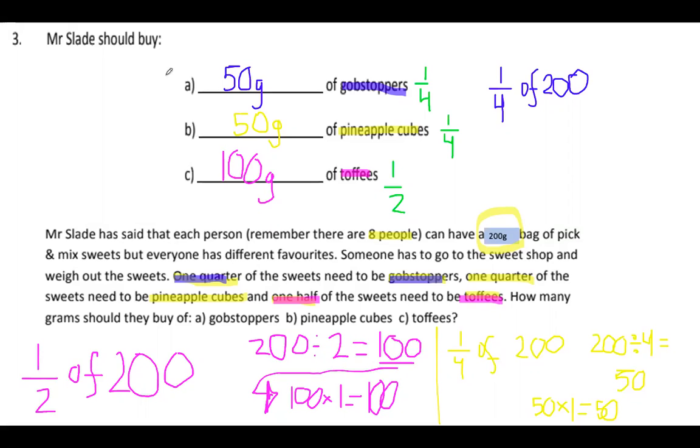So let's start with 8 times 50. Now, I can count up in 50s for this. So let's do it. I have my 8 fingers up. So 50, 100, 150, 200, 250, 300, 350, 400. So we know that 8 times 50 is going to be 400 grams. So he will need 400 grams of gobstoppers. And it's the same thing for here, for the pineapple cubes. It's still going to be 400 because we have 8 times 50 grams again. So I'm going to write 400 grams as well over here.